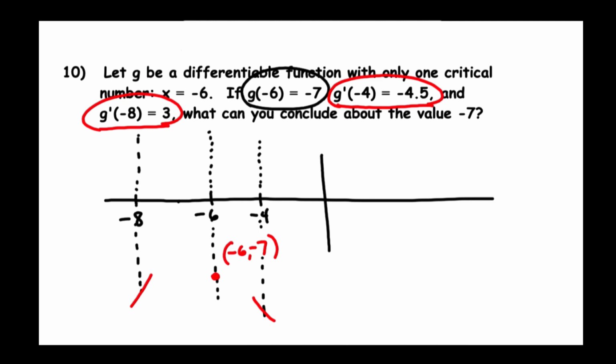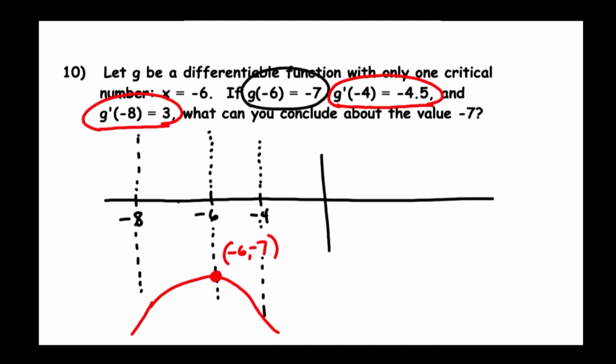But there's only one critical number, or the critical point, I should say, which is -6, -7, which means that -6, -7 has to be an absolute max. So that -7 is the maximum value. Here's how I know. This drawing has to be a little bit lower so that it comes along like that, and that's the max.